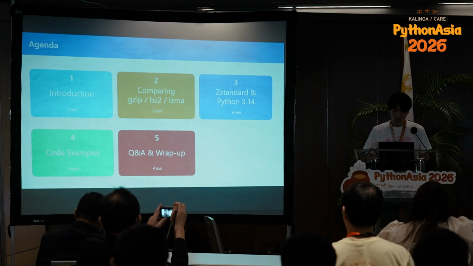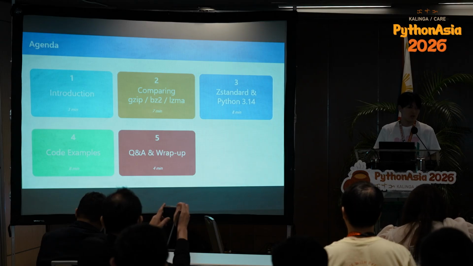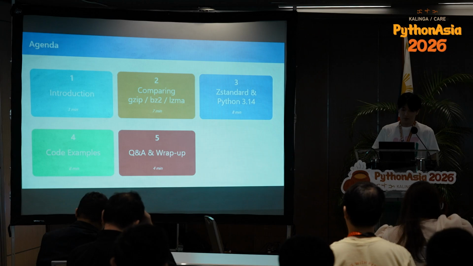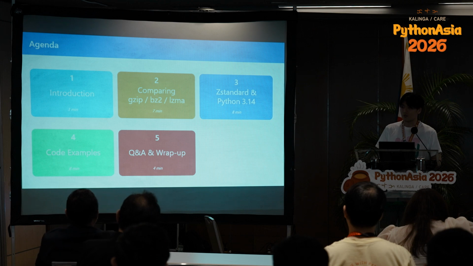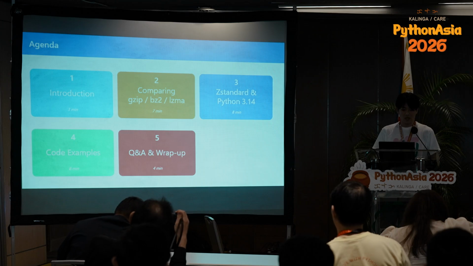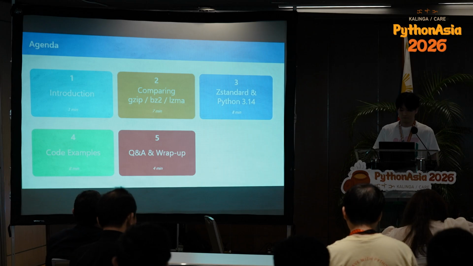Okay, and this is today's agenda. First, I will start with a brief introduction. After that, I will explain the comparison of gzip, bz2 and LZMA, and explain some trade-offs. After that, I will explain the basics of Zstandard and what is new in Python 3.14. And then I will show some code examples. And finally, we have time for Q&A and wrap up.